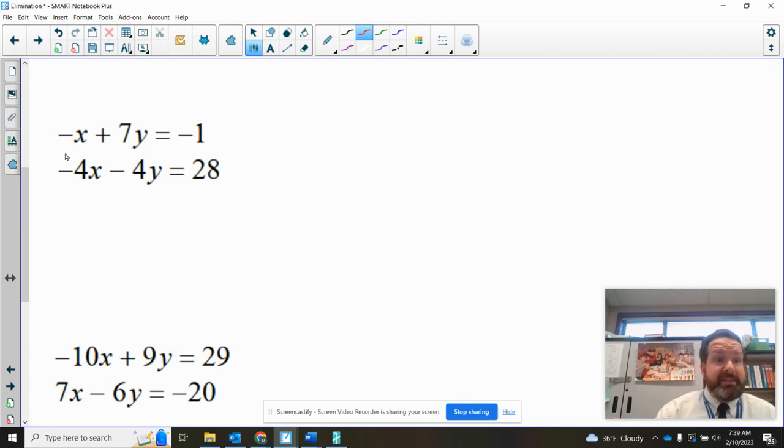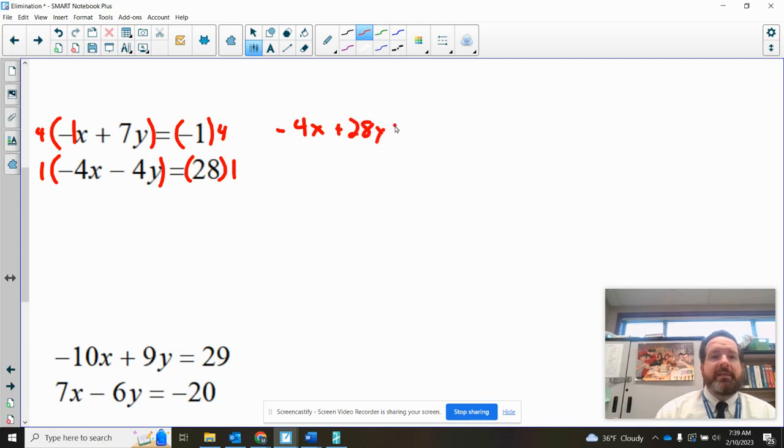Okay, so our method is, take a look at the number in front of the x, which is a 1. That's what you're going to multiply down below. Take a look at the number in front of the x down here. It's a 4. That's what you're going to multiply by above. And then we need to keep track of our signs.